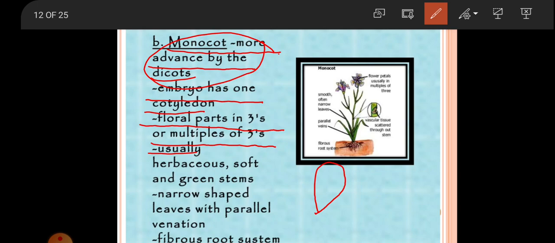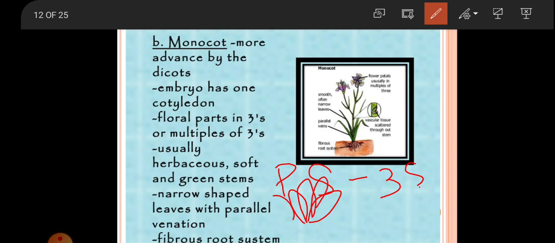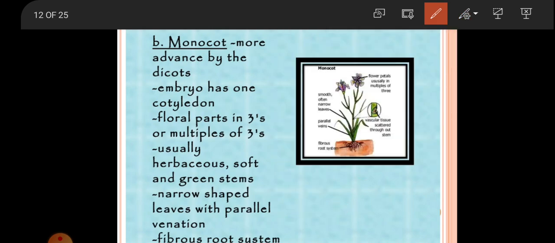The floral parts are in 3s or multiples of 3s. So the petals and sepals are in 3s, meaning 3 in number. Like this, these are 3 in number, or multiples of 3. Sepals and petals are 3 or multiples of 3, like 3, 6, 9, like that.